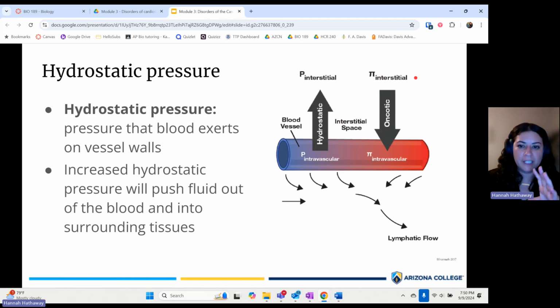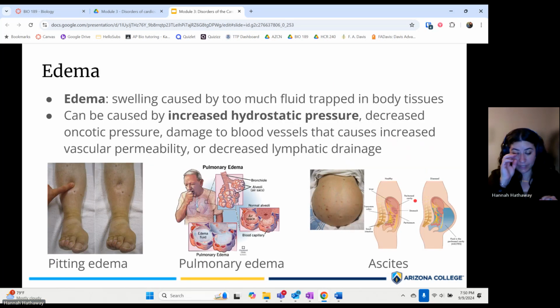But for heart failure, we're mostly thinking about just the hydrostatic edema, which I think intuitively makes more sense. If you have just a ton of blood in here, it's going to squeeze blood out of the vessels and into the periphery, into the tissues. Okay, so once again, edema is just swelling, caused by too much fluid trapped within certain body tissues. You can have edema in different types of areas.